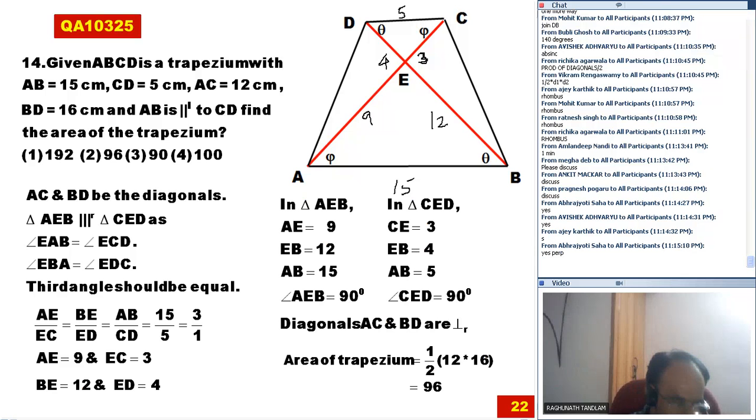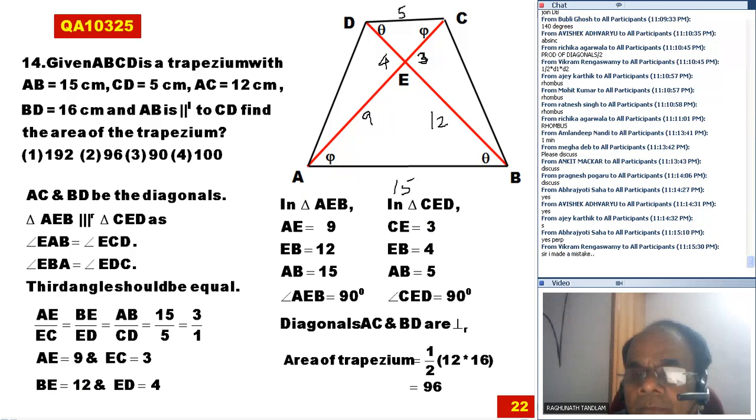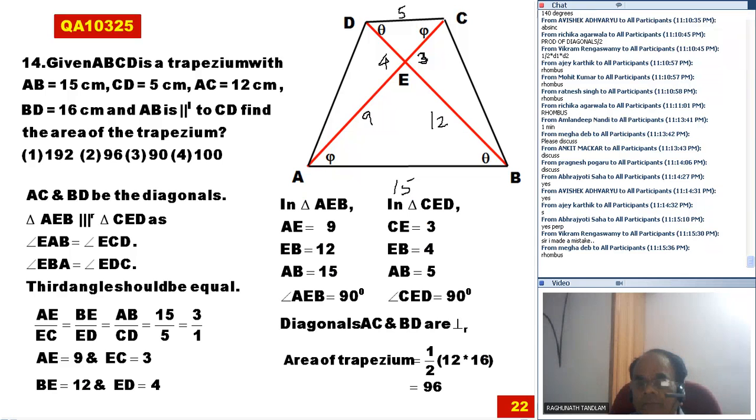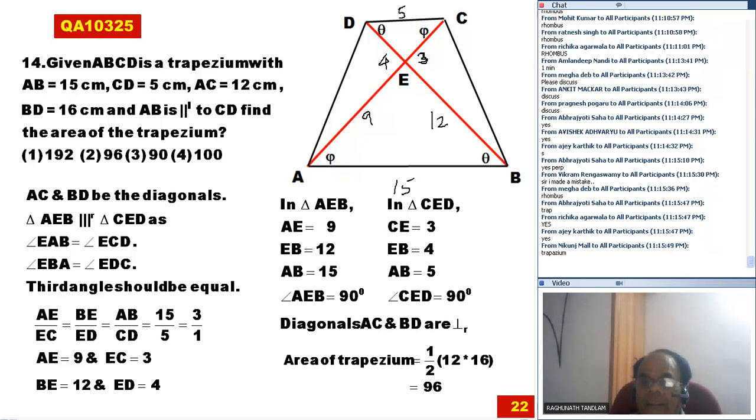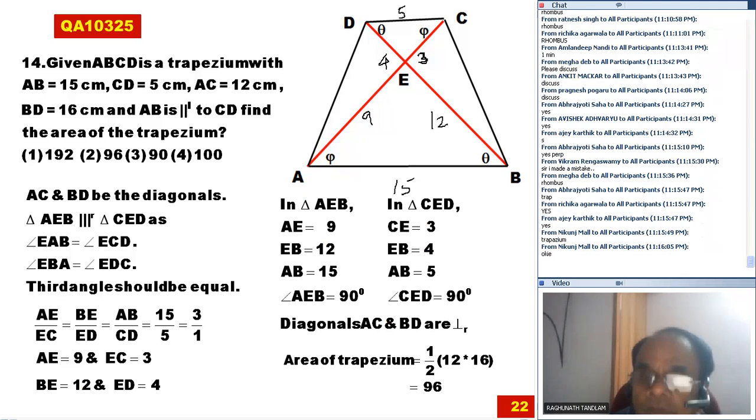Now here, the area is half of D1 D2. Is it a trapezium or is it a rhombus? This figure definitely is not a rhombus. It's a trapezium or not? If it's a rhombus, the area is half of D1 D2. But the area of a quadrilateral being half of D1 D2, it need not be a rhombus. Please note that down.